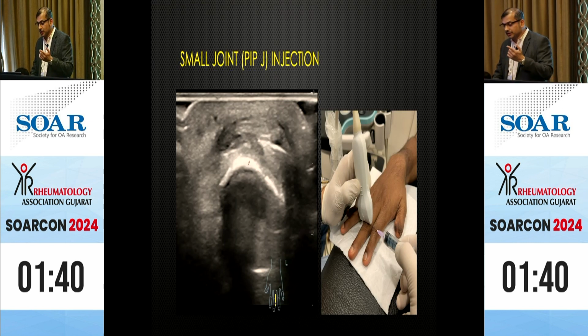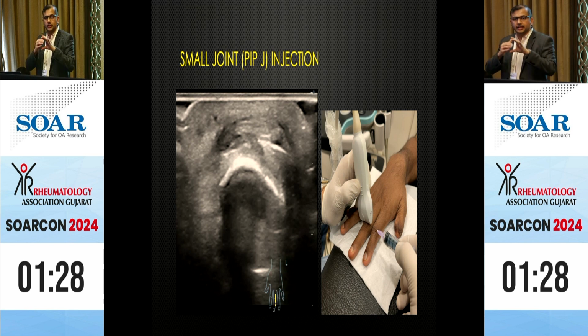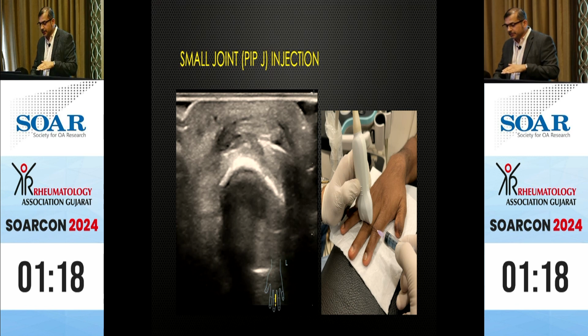So then what we do is, whether it's a PIP joint OA or an inflammatory arthritis, if the patient is in significant pain, then this is the way of giving an injection in the PIP joint. We don't go on the volar side because the neurovascular bundles are there, but we go in a transverse plane underneath the extensor tendon apparatus. So this is my extensor tendon apparatus, this is the joint space, and that's the base of the middle phalanx.